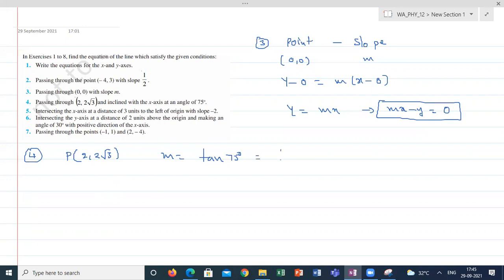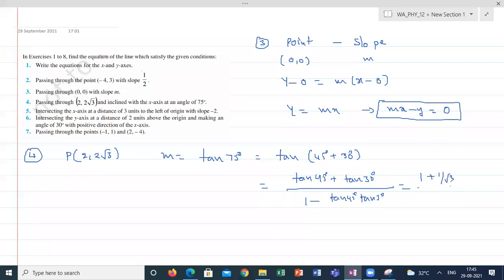Tan of 30 plus 45. Tan of 45 plus 30. How much, students? Tan 45 plus 30 is tan 45 plus tan 30 divided by 1 minus tan 45 into tan 30. Tan 45 is 1. Tan 30 is how much? Tan 30 is 1 by root 3. So 1 plus 1 by root 3 divided by 1 minus 1 by root 3. This will be root 3 plus 1 by root 3 minus 1. So this is the slope. This is a point. You can rationalize, or without rationalizing you can keep it like this. It's your wish.